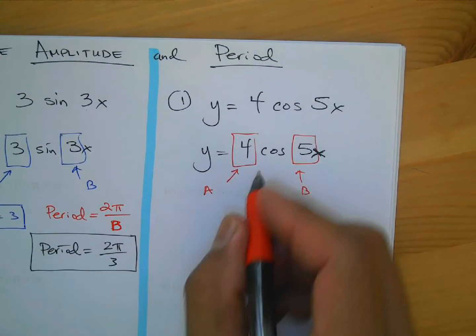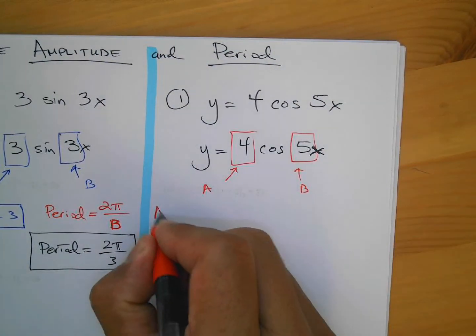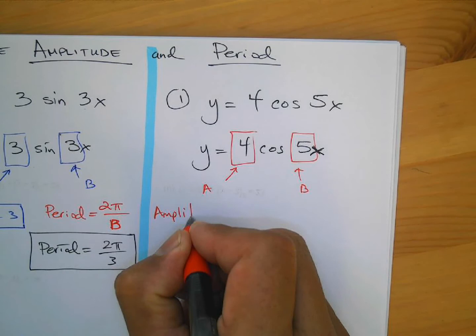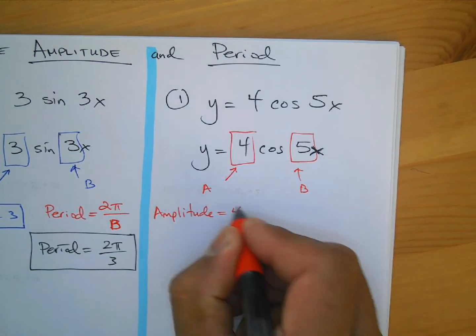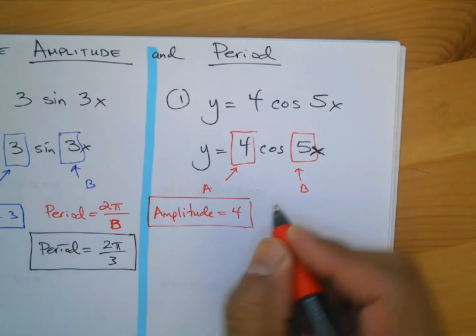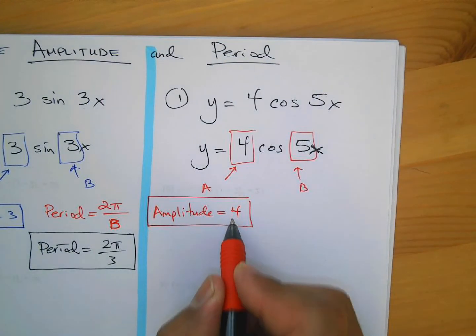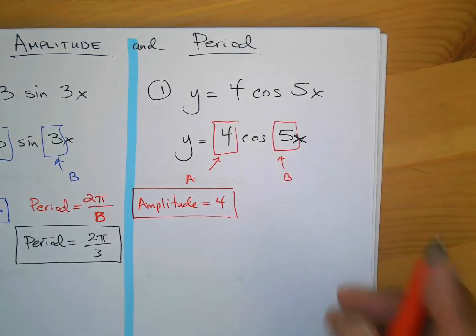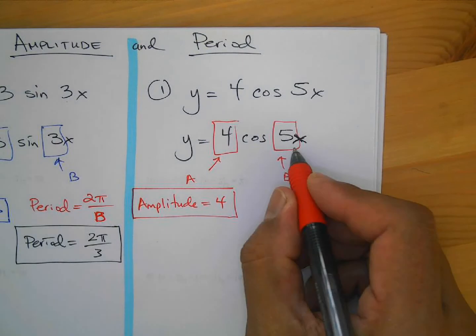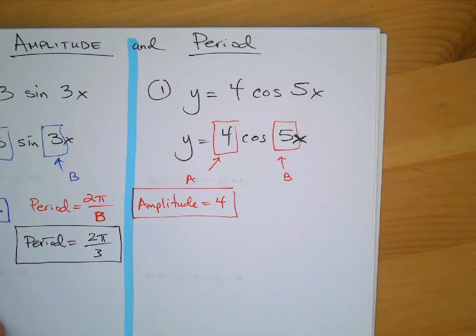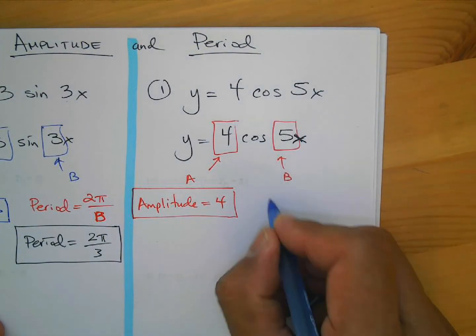Well, this one's easy. The amplitude is what? 4. If it had a negative here, you better not put negative 4. This is always positive. And here's your value of b, but that's not your period, right? The period is what? How do you find the period?